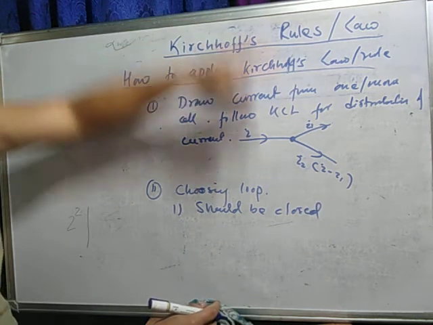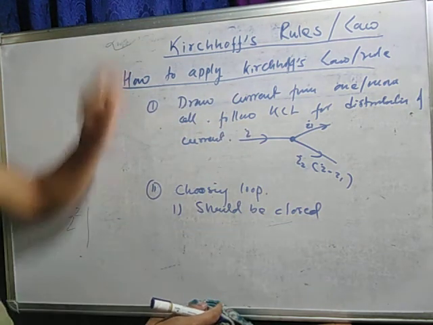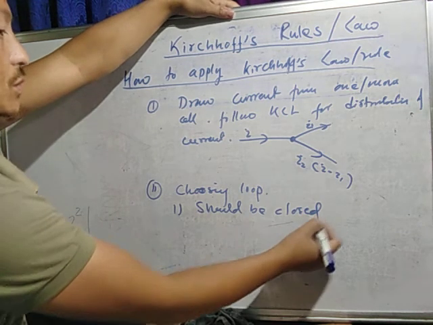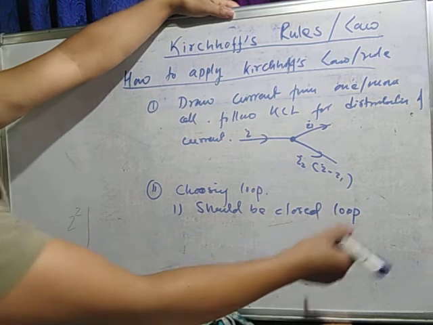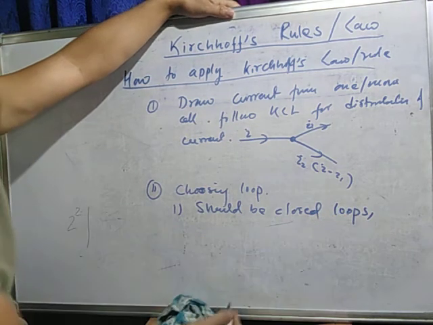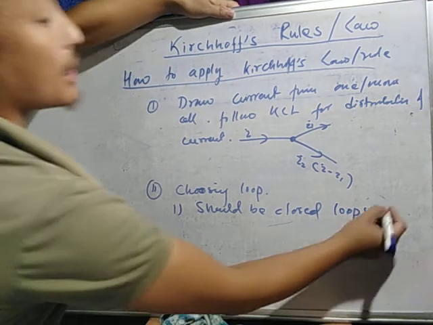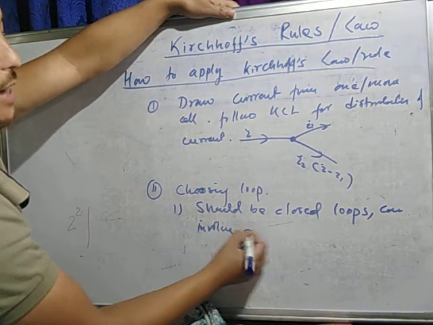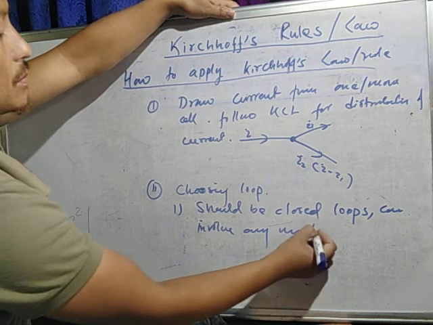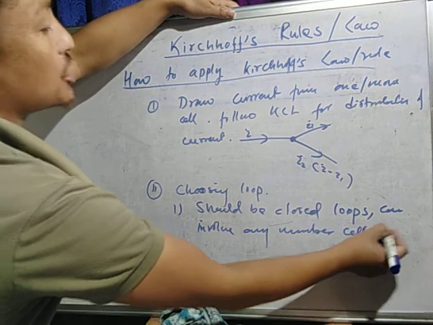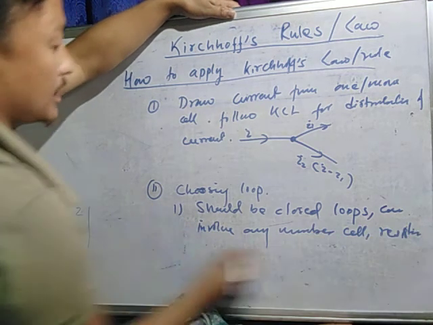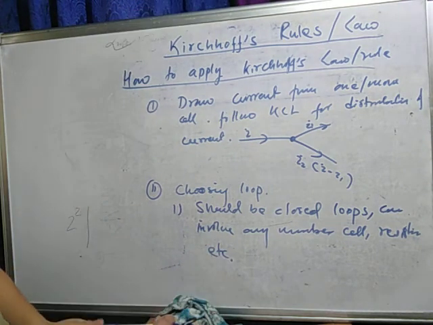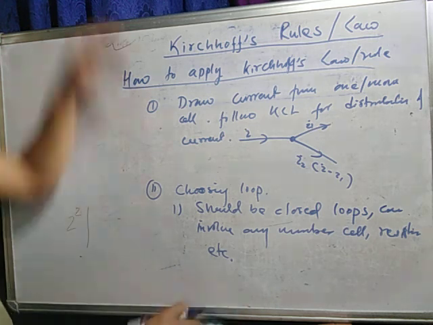The loop should not be open, okay. It should not be left midway. So closed loops, okay. Closed loop or loops, clear, can involve any number of cells, resistors, etc. Capacitor, isn't it? So first we'll do cell and resistor, okay. Capacitor is there.